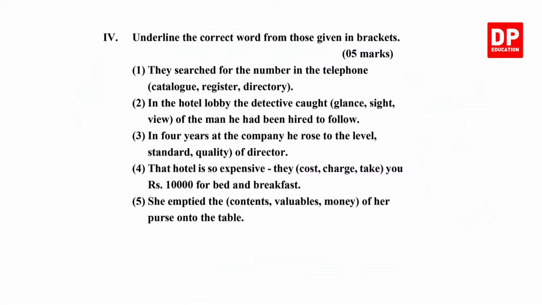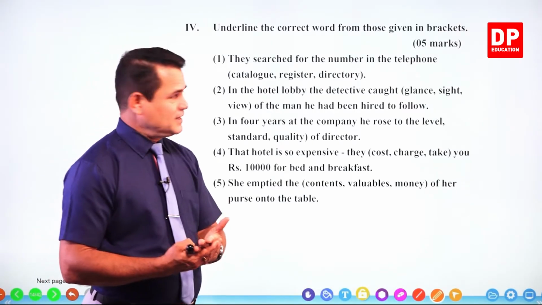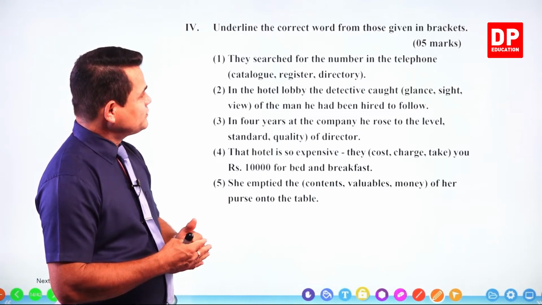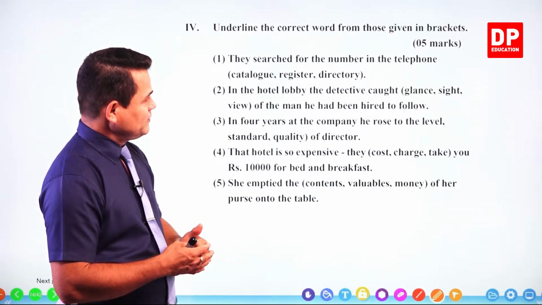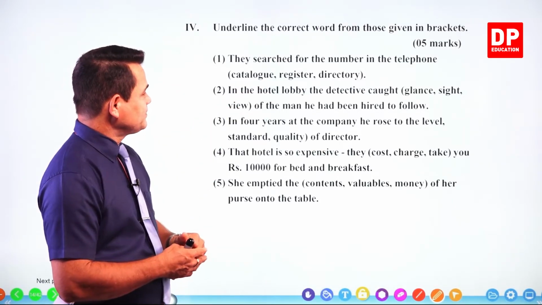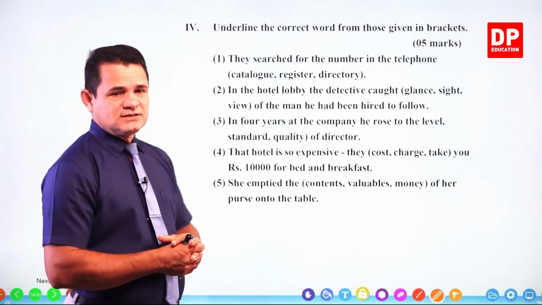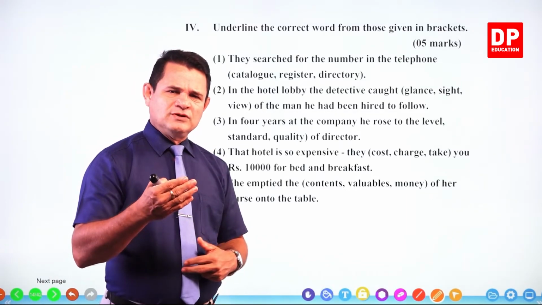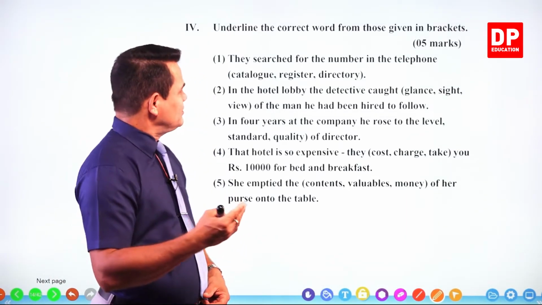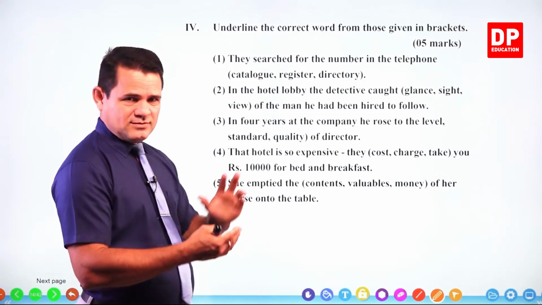Underline the correct word from those given in brackets. Nivardi vachanayatin irag andinnalu from those given in brackets. Varanasya deela thiyenewai. Again, nevatat balan aymat prasna ganamai. Word ganamai thiyenne. They searched for the number in the telephone, catalog, register, directory. Koidapi, they search for the number. Number eke hewwalu telephone catalog kiyenawada api.